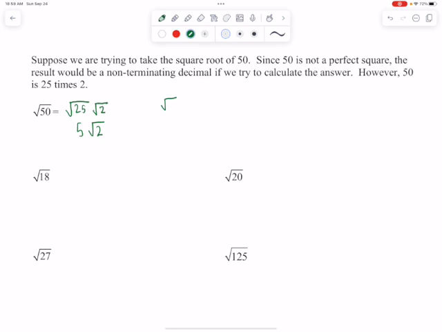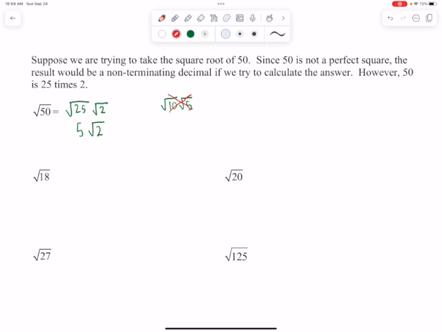Now, if we had split up 50 into something such as, say, the square root of 10 times the square root of 5, that wouldn't help us because we can't simplify the square root of 10 or the square root of 5. The goal when you're trying to split up a square root into two square roots is to be able to simplify one of the parts. So essentially what you're looking for is to see if the number has a factor that is a perfect square, like 4, 9, 16, 25, and so on.